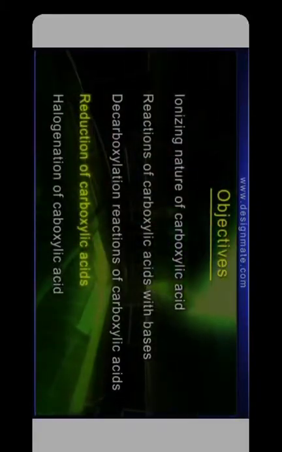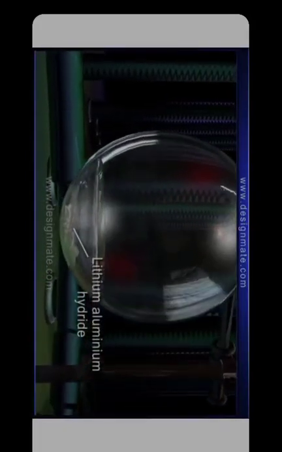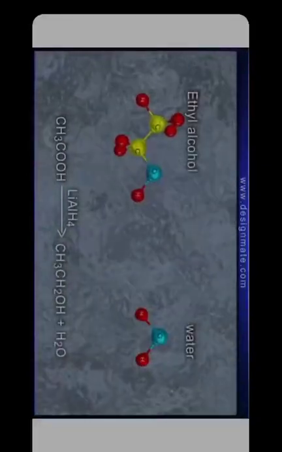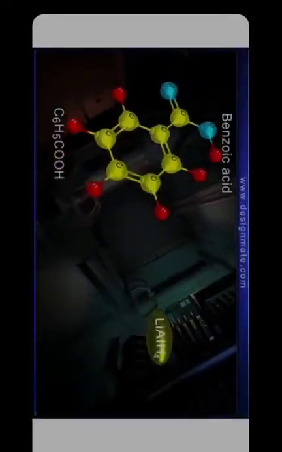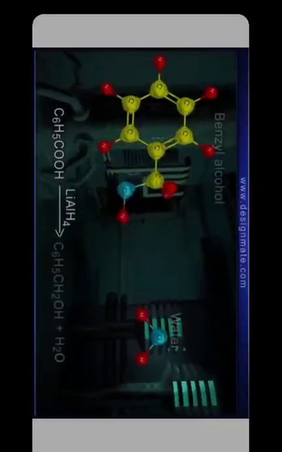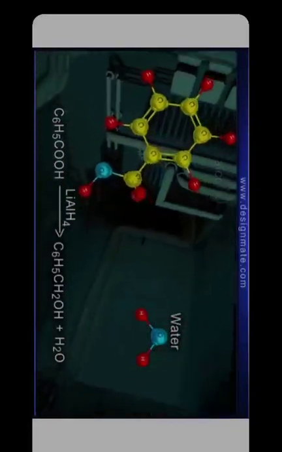Reduction of carboxylic acids. Add some acetic acid solution to a round bottom flask containing lithium aluminium hydride, acting as a reducing agent. Here, acetic acid is reduced in the presence of lithium aluminium hydride to give ethyl alcohol along with water. Similarly, benzoic acid reacts with lithium aluminium hydride to give benzyl alcohol along with water.